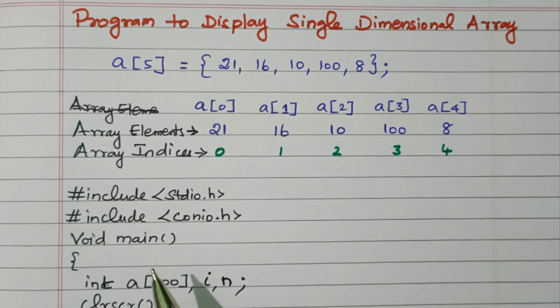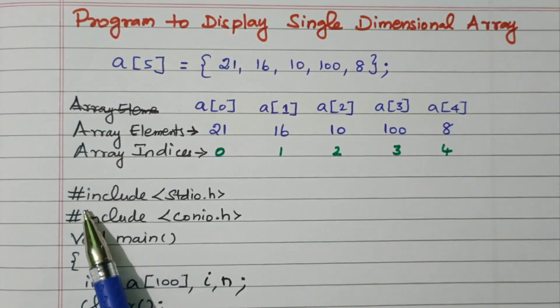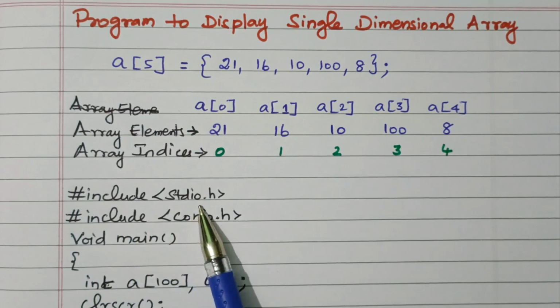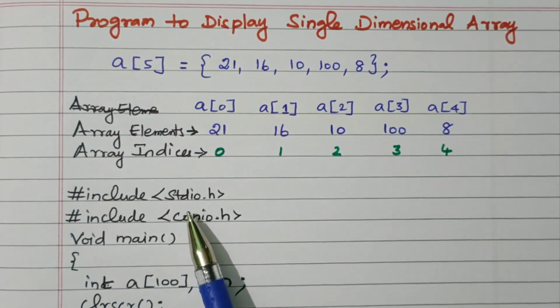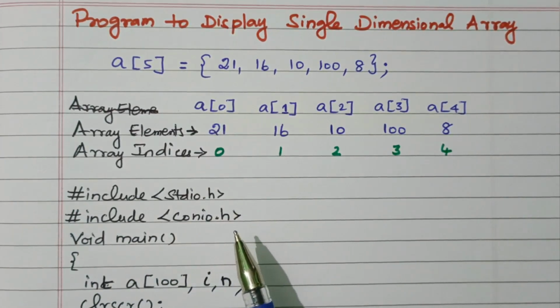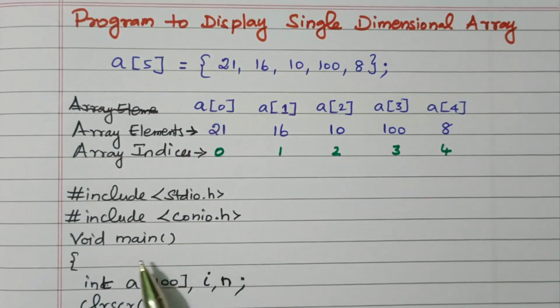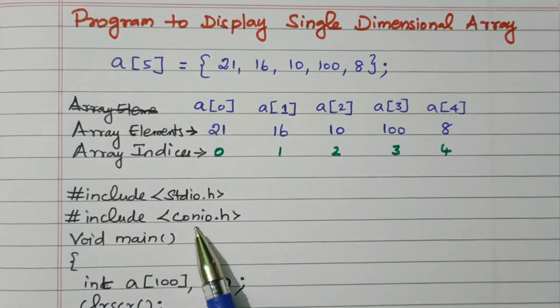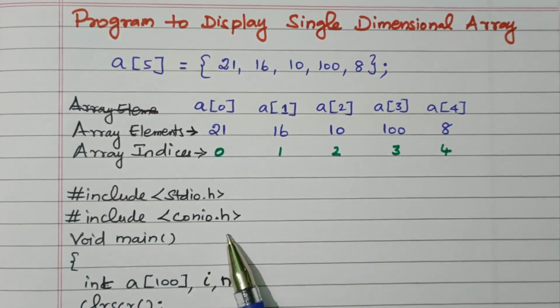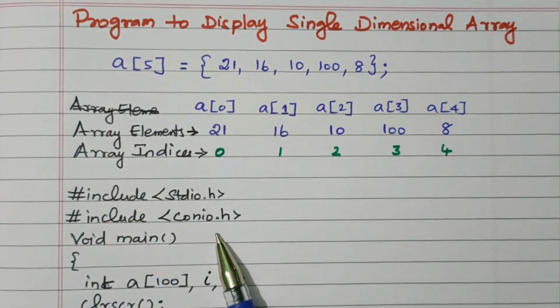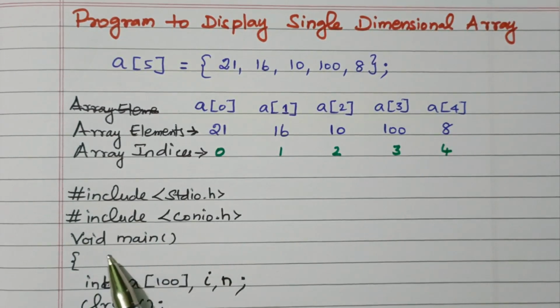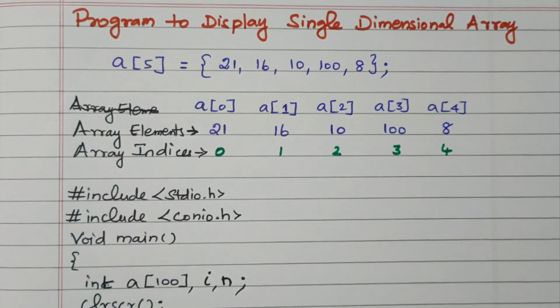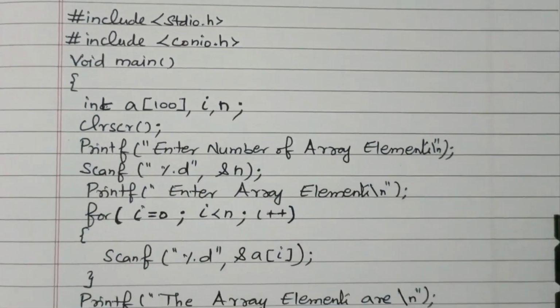Now we'll go to the program. First we'll include the header file. Include stdio.h, that is standard input output header file. It is used for printf and scanf. Also include conio.h, console input output header file. It is used for getch and clrscr. Then we'll start the main program, void main. Open the braces. Right? Now the main program is opened.